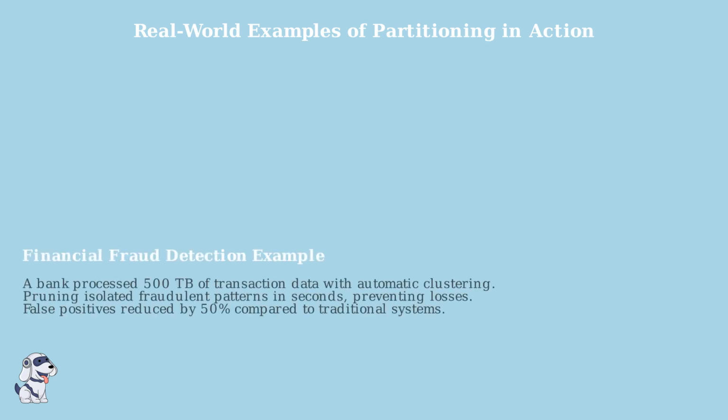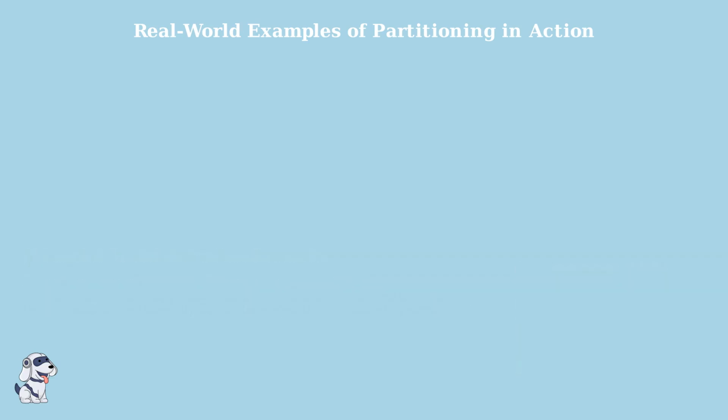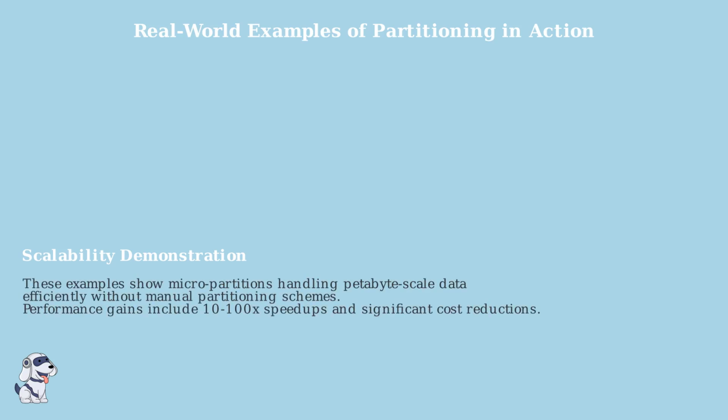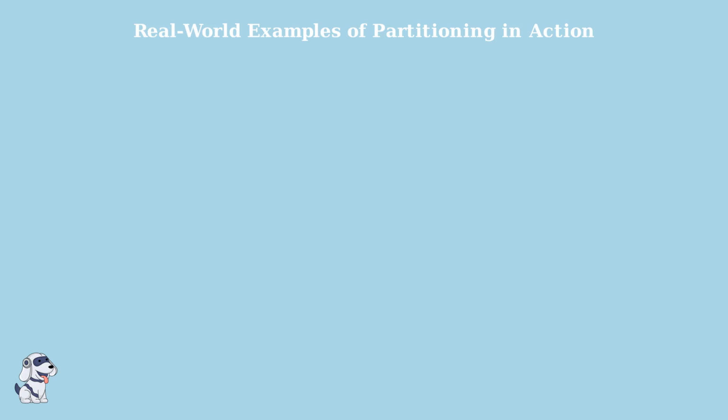A bank processed 500 terabytes of transaction data using automatic clustering. Pruning isolated fraudulent patterns in seconds, preventing significant losses. According to reports, this reduced false positives by 50% compared to traditional warehouses. These examples demonstrate that micro-partitions handle petabyte-scale data without requiring manual partitioning schemes, unlike legacy systems that need sharding.